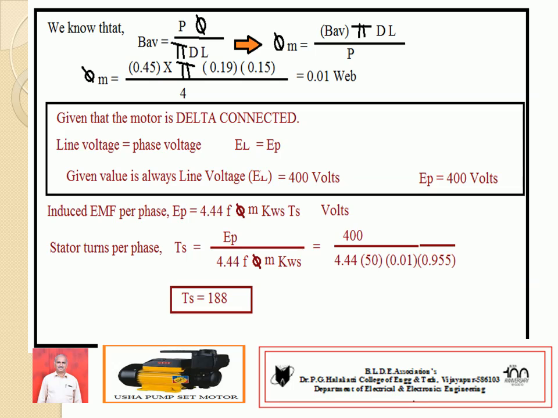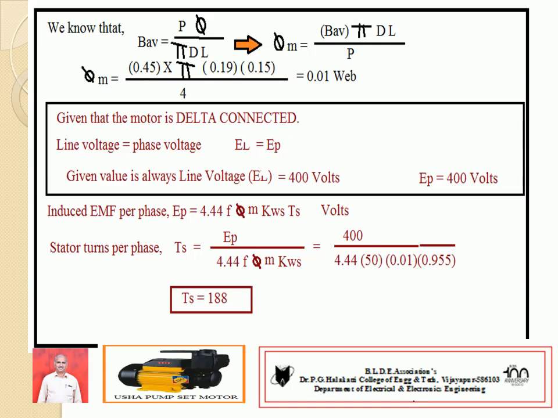Then we know that B average equal to P phi divided by pi D L. Hence next I want to determine flux per pole phi m from the above expression. So phi m equal to B average into pi D L divided by P. We get 0.01 Webers.